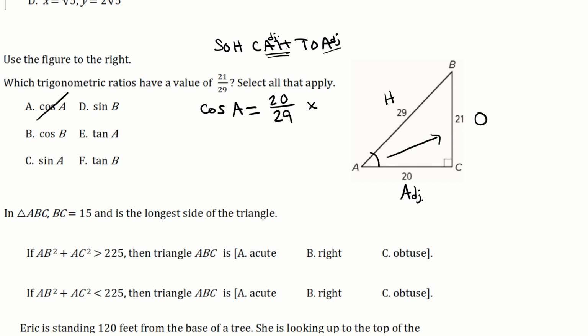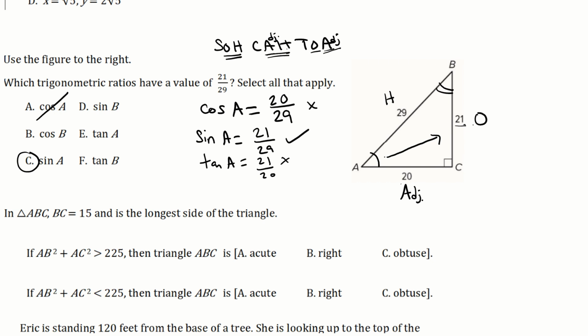Now let's do the ones with A, because we just did angle A. Let's do sine of A. Now sine of A is opposite over hypotenuse. So 21 over 29. Check, right? So that's good. Now let's do tangent of A. Tangent A is opposite over adjacent. So we got opposite 21 over adjacent 20. Oh, that's not the same thing. So no.